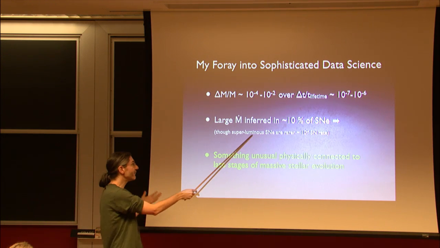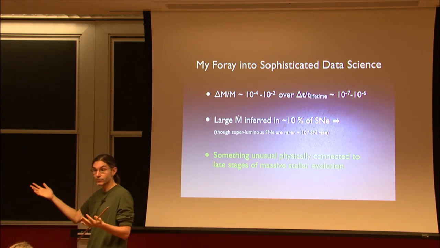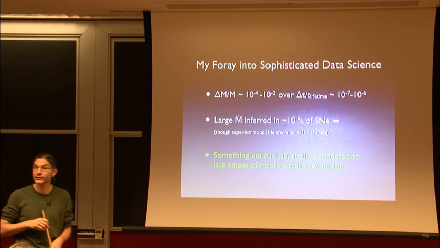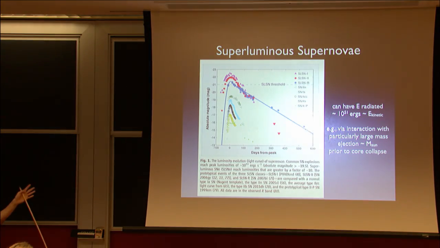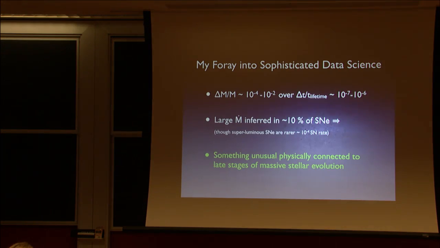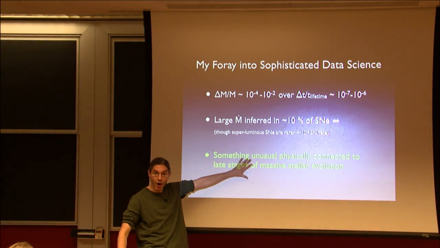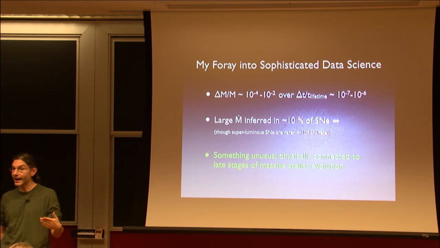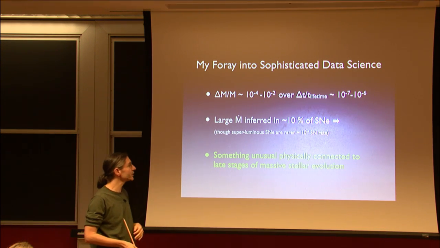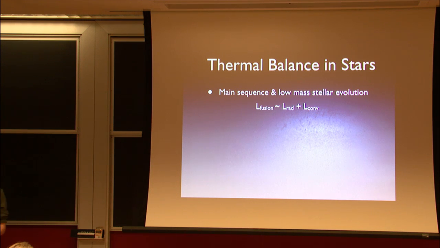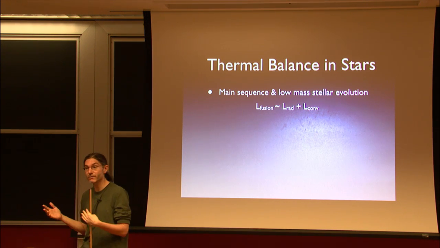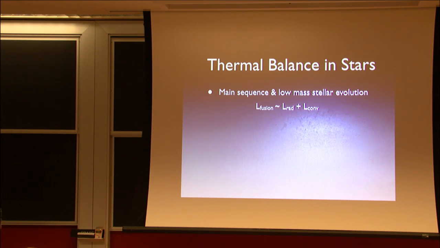In fact, you see evidence for very large mass loss rates in a large fraction of core collapse supernovae, something like 10% of core collapse supernovae. The most extreme cases, these superluminous supernovae, are rare, but that's the kind of tail end of the luminosity function. And so I think this argues strongly that there's something physically connected to the late stages of massive stellar evolution that is enhancing significantly the probability of very large mass loss rates from stars. And so I think we should look to the physics of late stages of massive stellar evolution to try to understand what's going on.